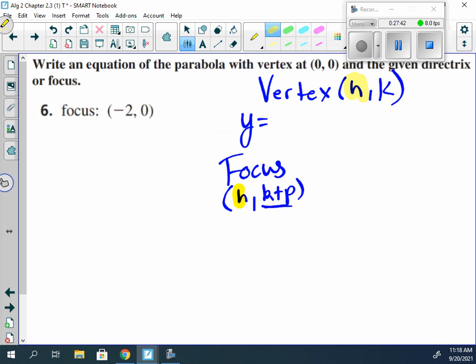H and h. It's still h. Nothing was changing from the vertex to the focus for this one, is it? But from the vertex to the y value of the focus, it is, because we're adding the value of p to it, yes?